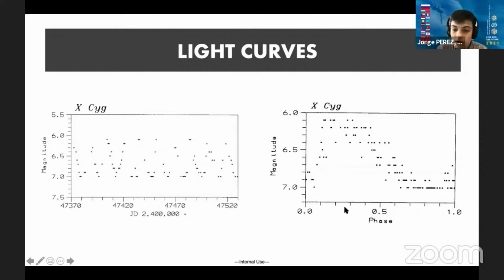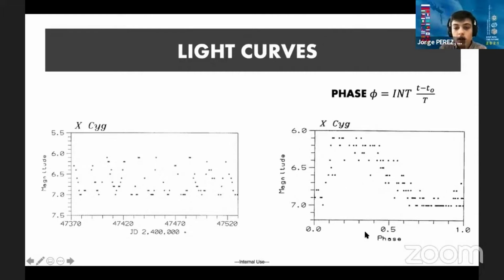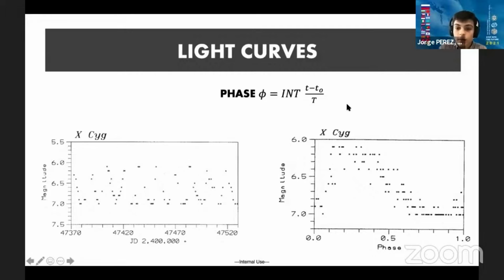And for that, we need to define a new magnitude called phase, which is mathematically defined as the decimal part, sorry, this was a mistake, of this quotient: the time the observation was taken minus the initial time of the cycle, divided by the total period of the cycle.